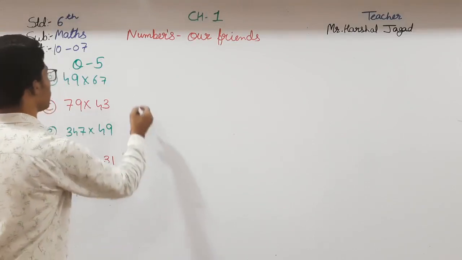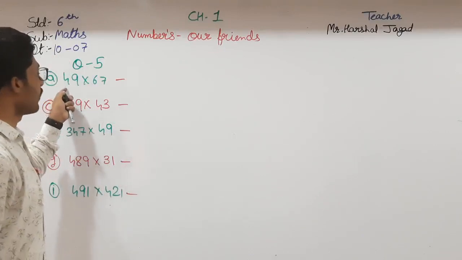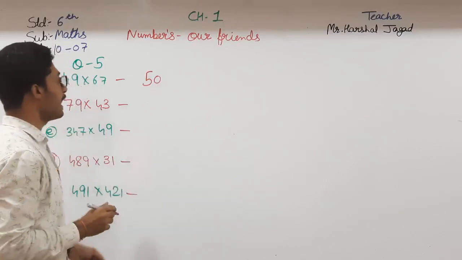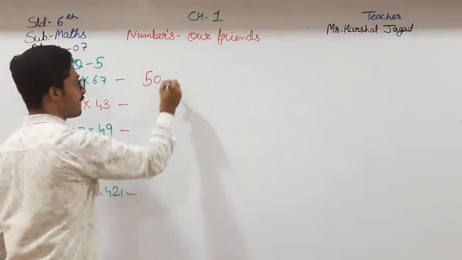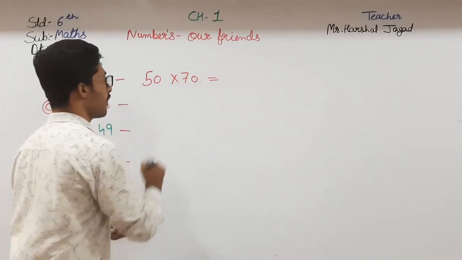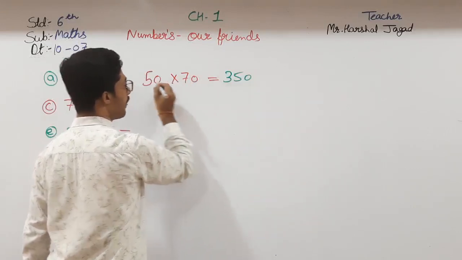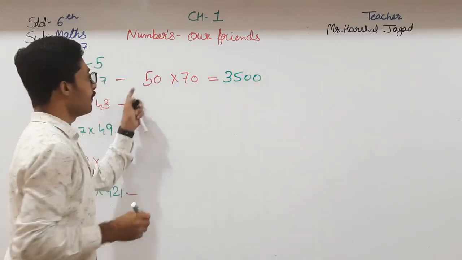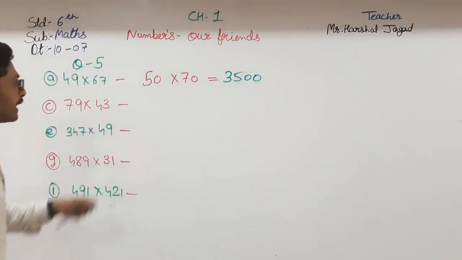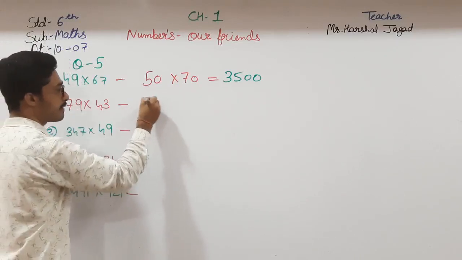So here, that is 49, so we can round it off to 50. Okay, and here it is 67, here we can round that off to 70. So your answer will be 7 5s are 35, and here one 0 and another 0. So 50 into 70, that is 3500.